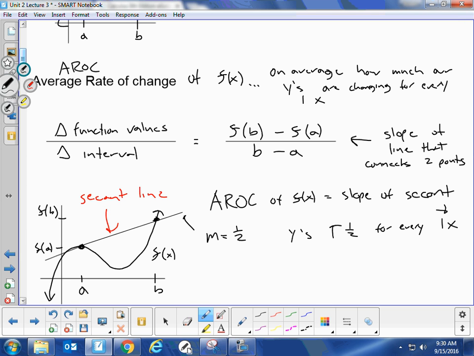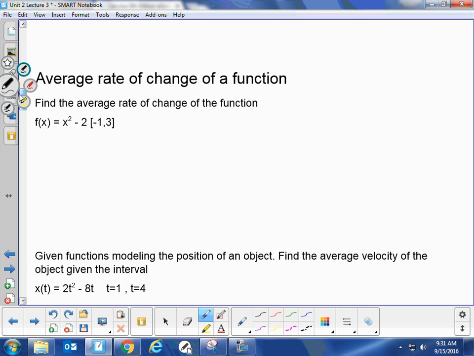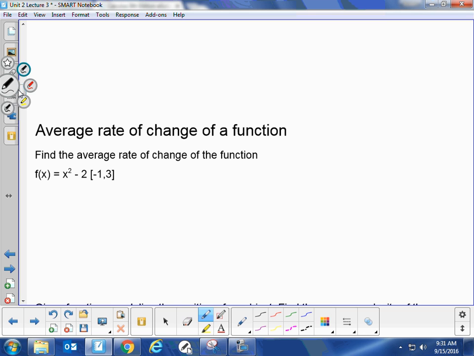Well, yes, question. No, it's just a different word in a different context. Good question, though. It does not relate to the trig function secant. Okay, I could give you a function and ask you to find the average rate of change of the function.